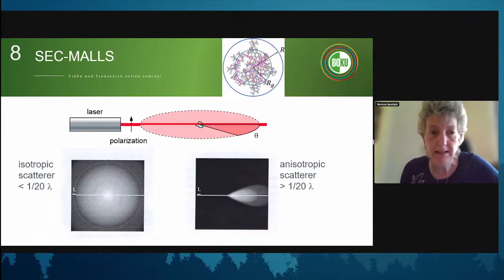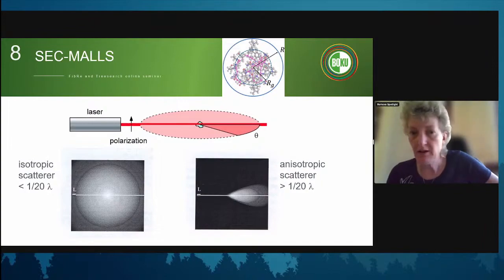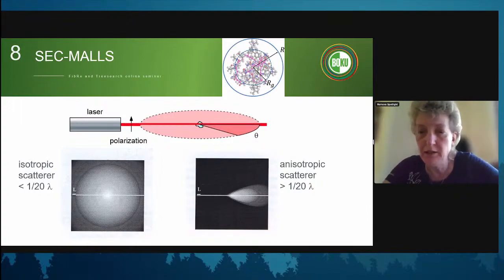Why can we do that? If the molecule is very large, then our scattering intensity gets an angular dependency. So at different scattering angles, we measure a different intensity. For an anisotropic scatterer, which is the case for a molecule larger than 1/20th of the wavelength we are using for light scattering, we can see that, and based on that angular dependency, we can calculate the light scattering radius or radius of gyration.